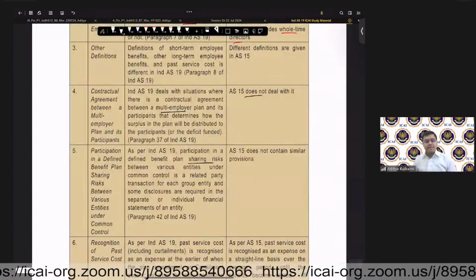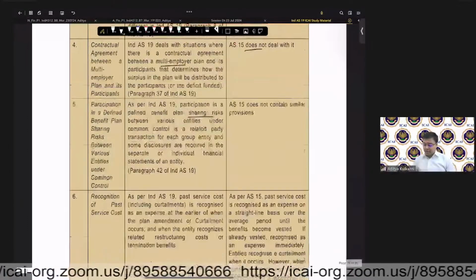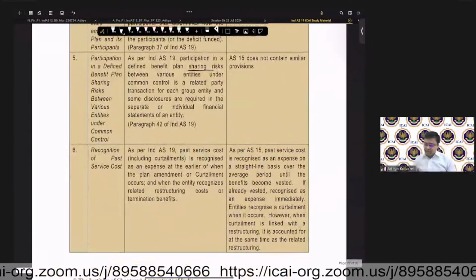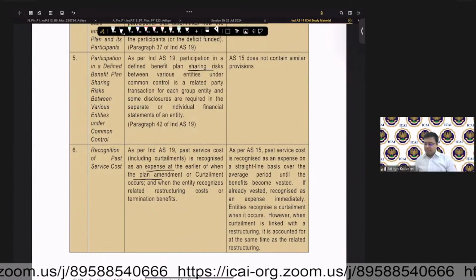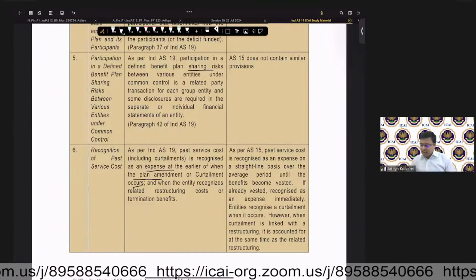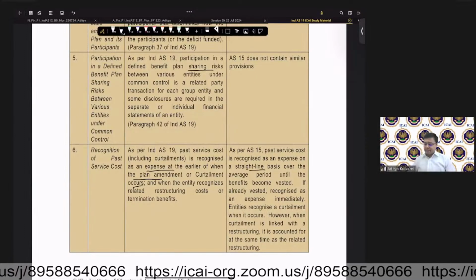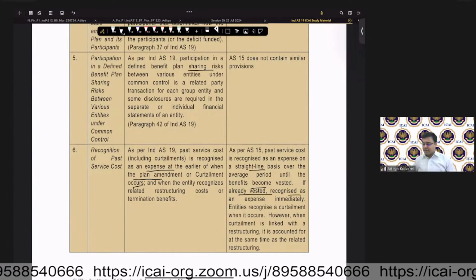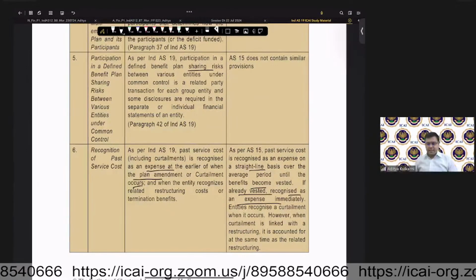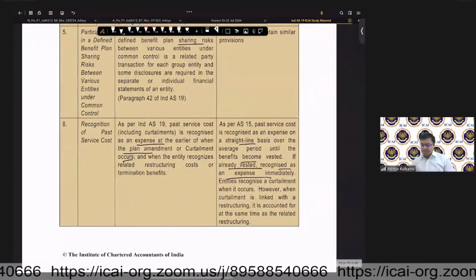Risk sharing plans are there here; there it is not there. You can read the theory. Past service cost is recognized as an expense at the earlier of plan amendment or curtailment. There it is recognized on a straight line basis until the benefits become vested, and if already vested, you book the expense immediately. So that is how it happens.